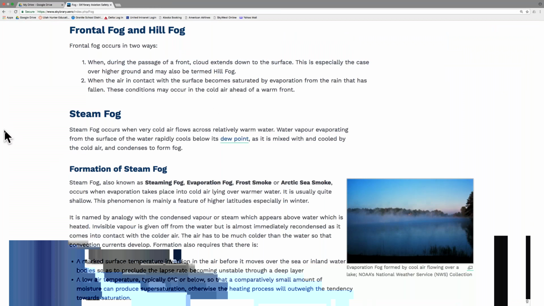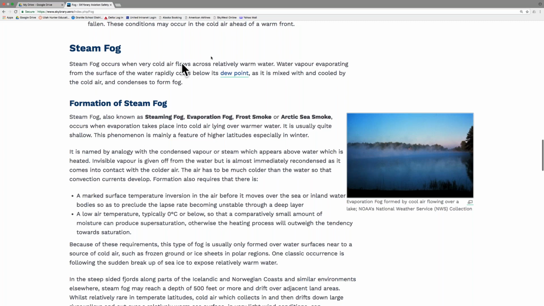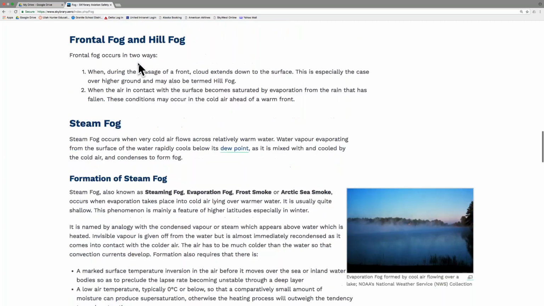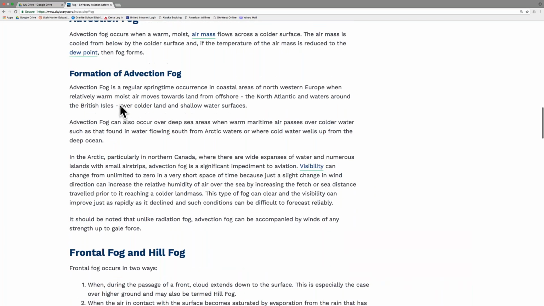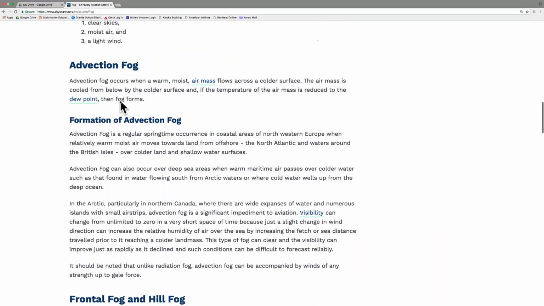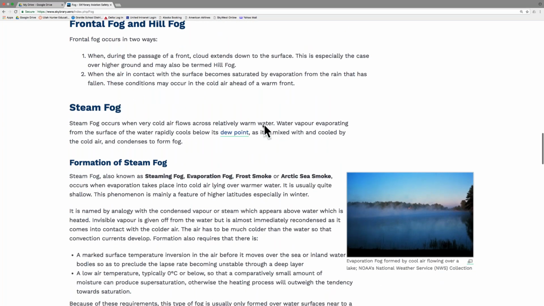The other type of fog we tend to see and are concerned with in aviation is steam fog. Steam fog is basically the reversal of radiation fog. Steam fog is when cold air flows across relatively warm water, and the water vapor evaporating from the surface of the water rapidly cools below its dew point and is mixed with and cooled by the cold air. So you see this across lakes in the morning and stuff like that.